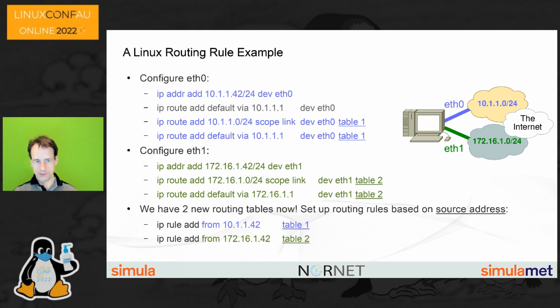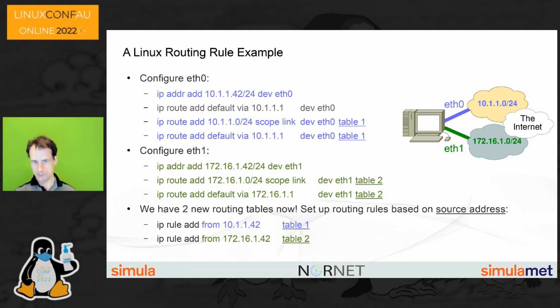So now missing is just a selector. So we add 2 routing rules. So if a packet is coming from the source address 10.1.1.42, we use table number 1. And if the packet is coming from 172.16.1.42, we use table number 2.